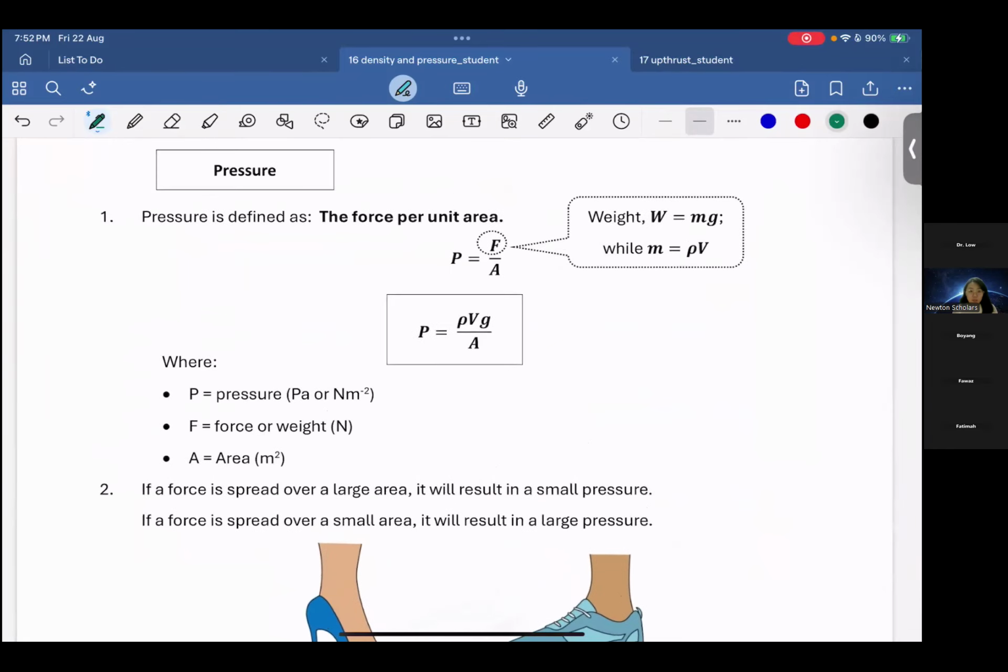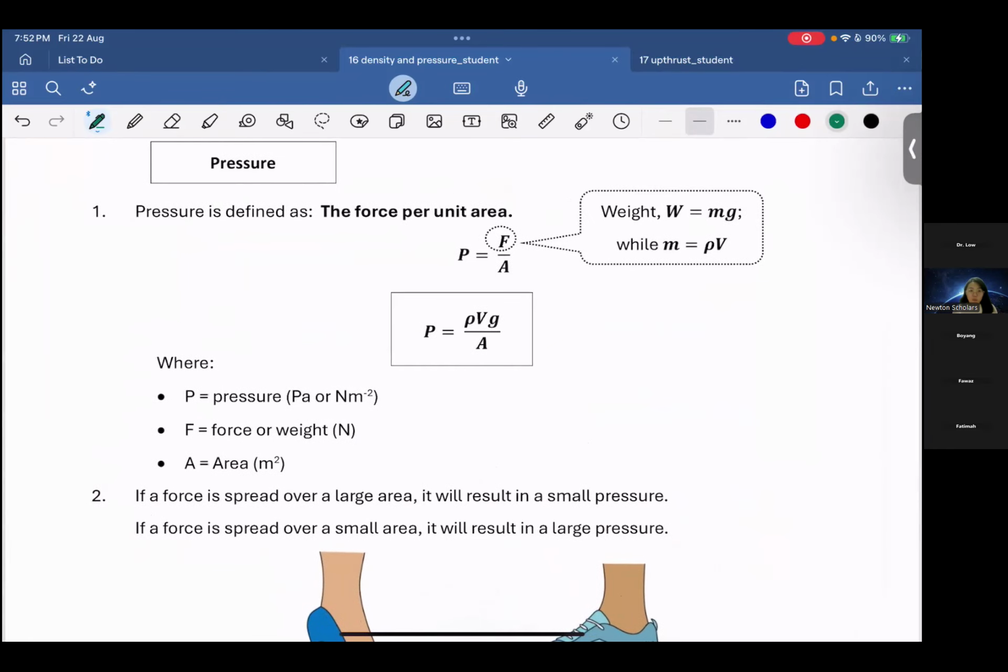Pressure in our IGCSE and our SPM is also simple. Pressure is force divided by area. In our A level, we will add a little bit of difficulty, which is that the force is mg, weight. Force is weight, weight is gravitational force. So weight is one type of force. So here, we add one thing.